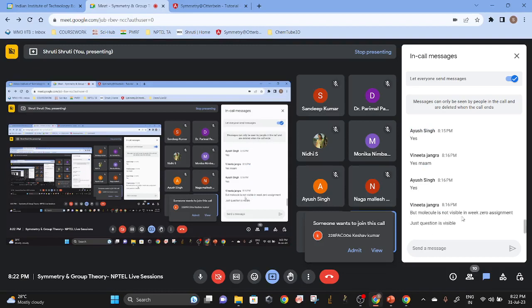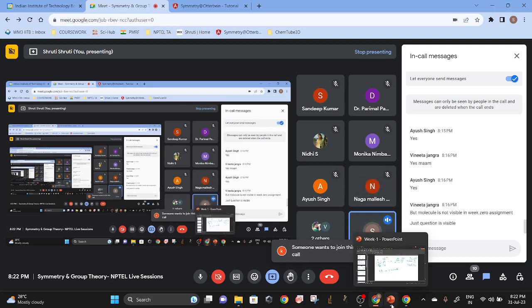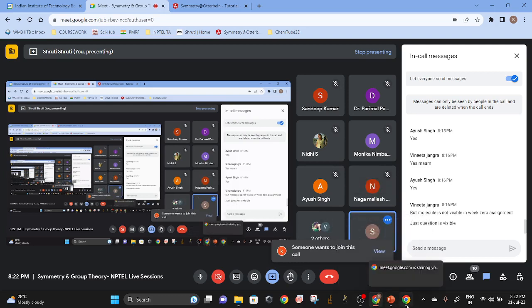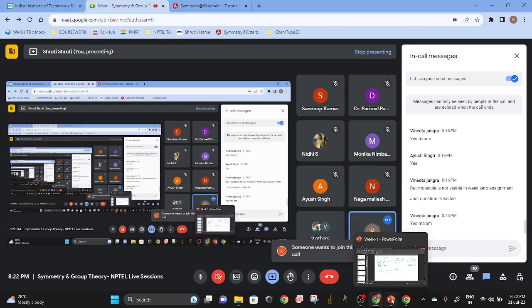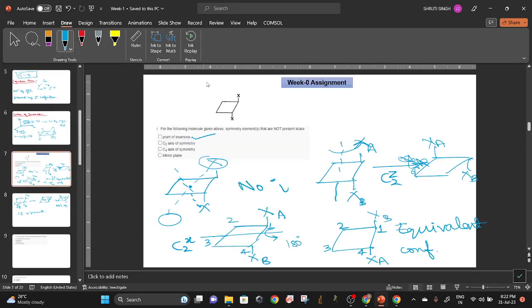But the molecule is not visible in the week 0, just the question is visible. Okay, there may be some printing mistakes, Vinita. The molecule is this one, you can solve it now. Anyway, the week 0 assignment is not graded, so don't worry about it. This is the molecule.